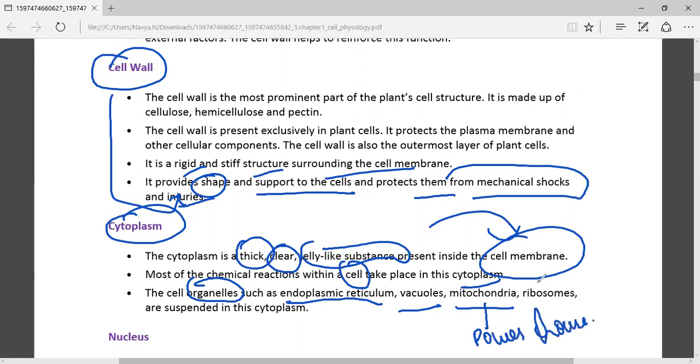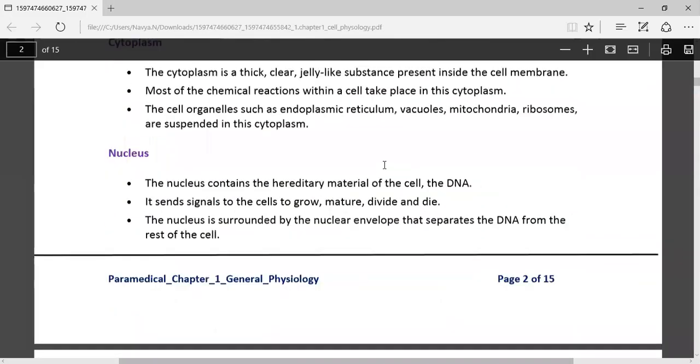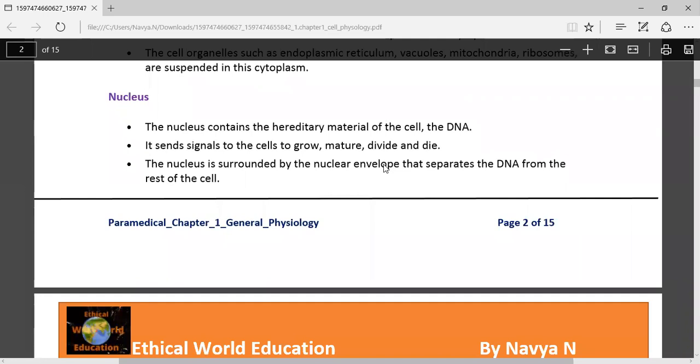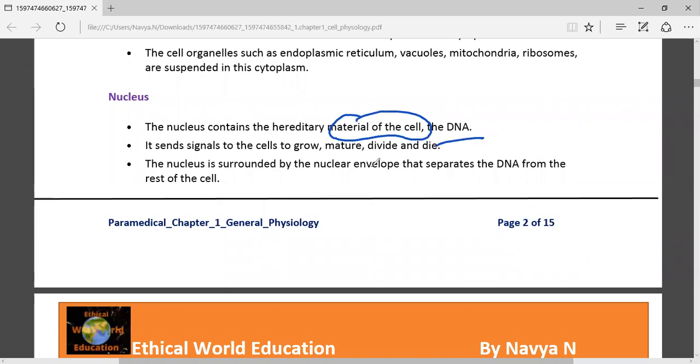Powerhouse of the cell. And ribosomes, and all these are suspended within this new cytoplasm. Under this cytoplasm, it will be suspended. And the nucleus, the next part is the nucleus. So nucleus, it contains the hereditary material of the cell, the DNA, the most important part.